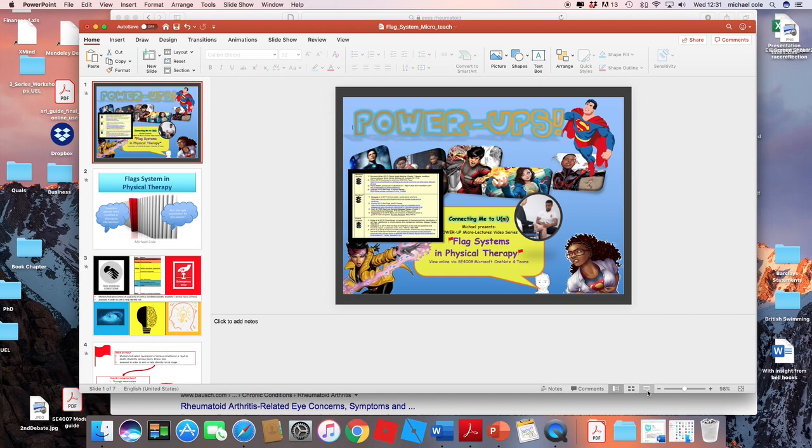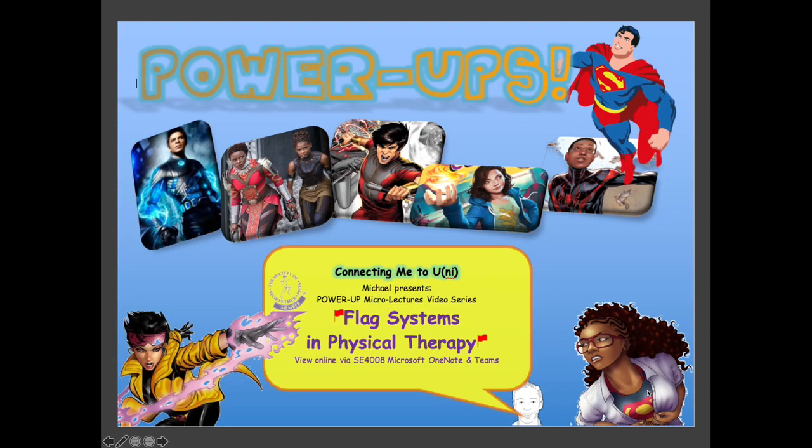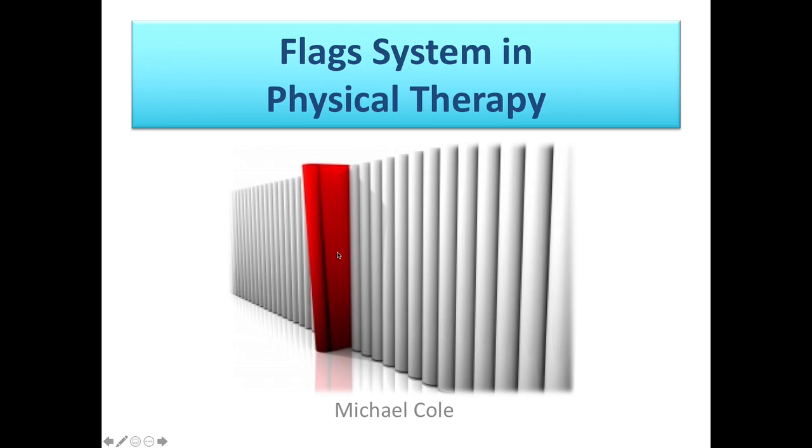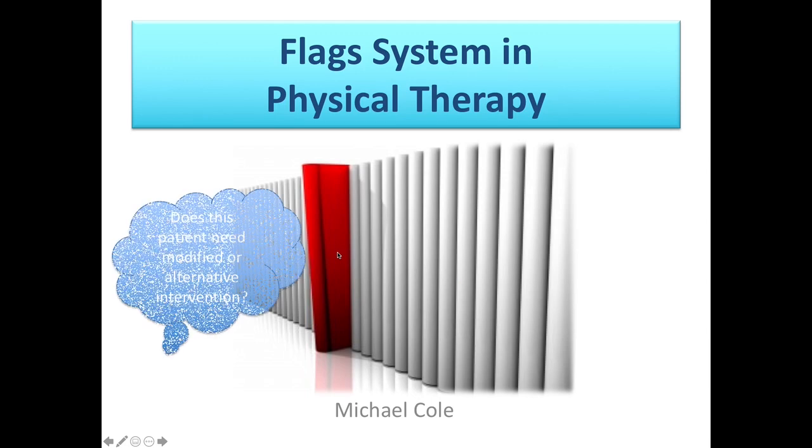So the first one we're going to look at is flag systems in physical therapy. So why do we have flag systems? It's a process that we engage in to make sure we're safe for our patients. If you want some further reading around this, please do consult the pre-reading that I've put on Moodle for red flags.